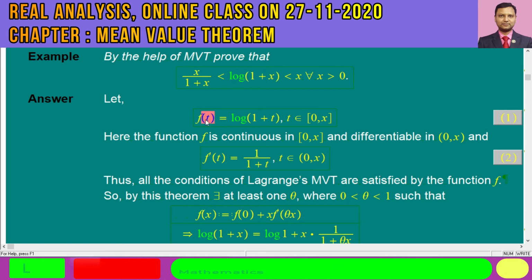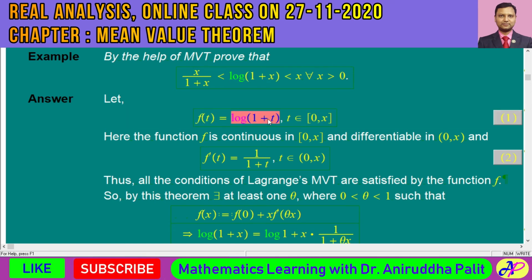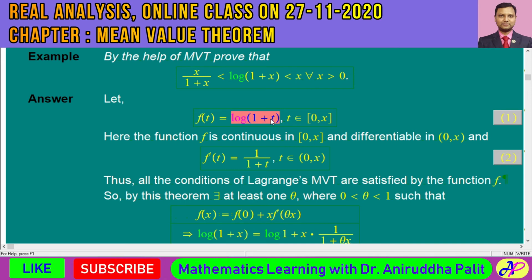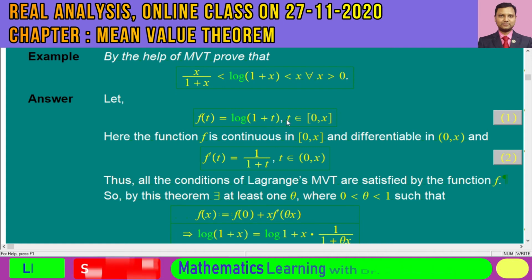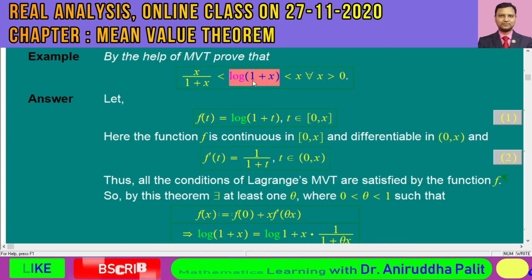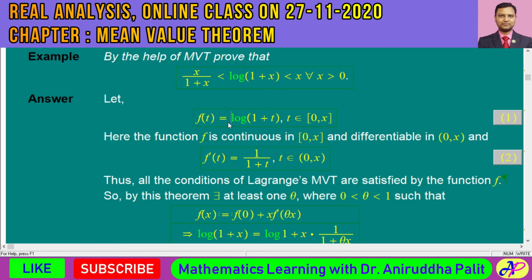Then what would be f of t? F of t is equal to log of 1 plus t, because I told you earlier that our target would always be to choose the variable t and keep this x free, so that we can use x as a constant or as an end point of the interval, like 0 comma x. Got it? This is the motivation: the middlemost expression should give us the hint to choose the function f.